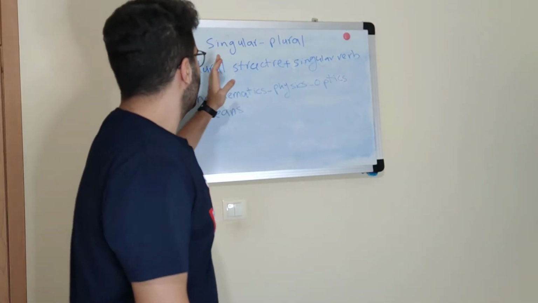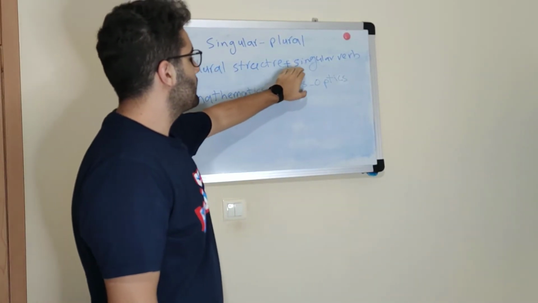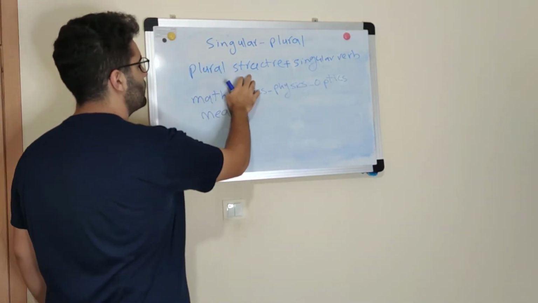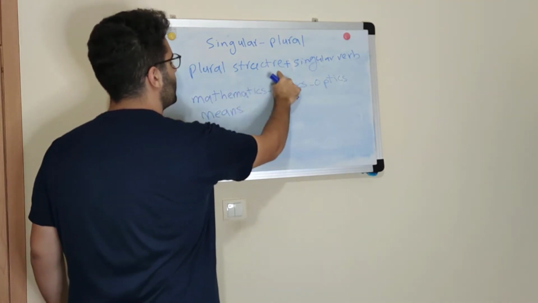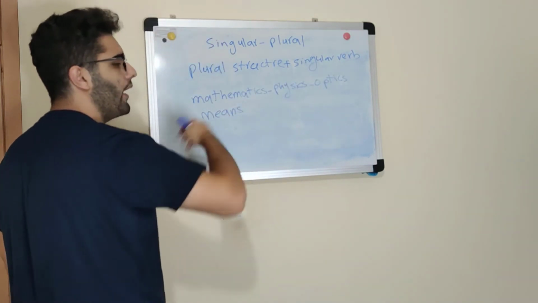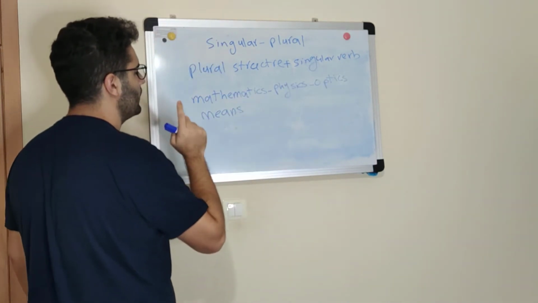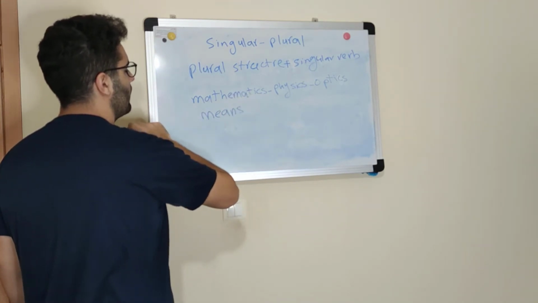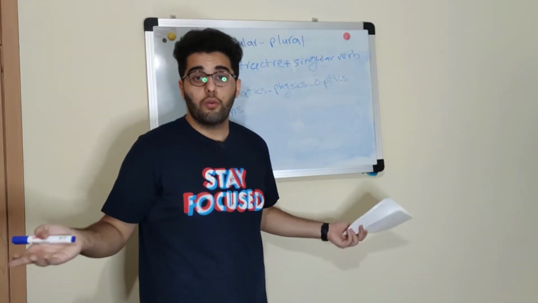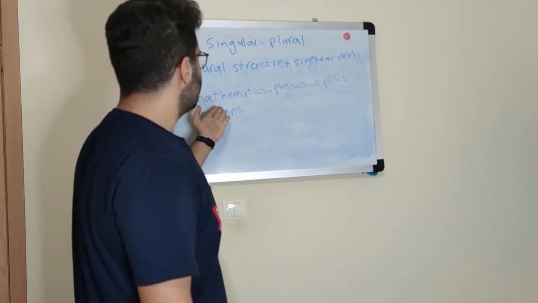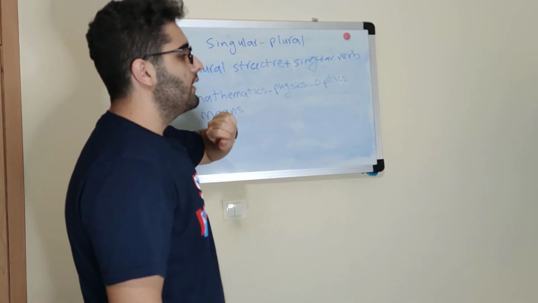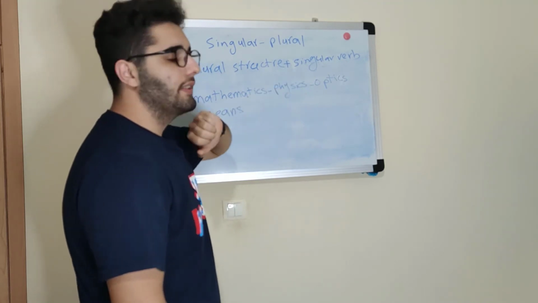The next group are plural structures plus singular verb. As you may have guessed, we have plural structures, but the plural structures would be added to a singular verb. How does this work? Listen carefully. Mathematics. Mathematics is hard. Don't argue with it. That's how we use it. Mathematics needs a singular verb. Mathematics is hard. Physics is sweet.